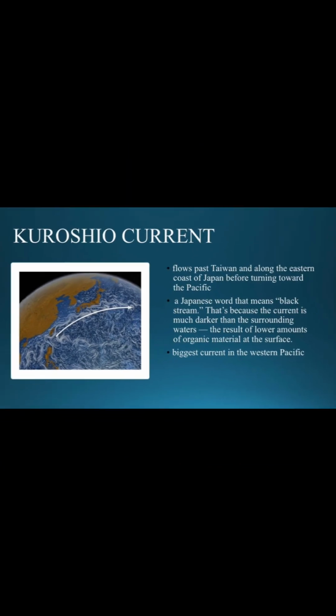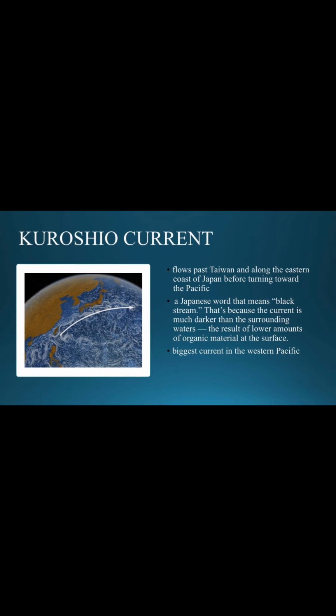We have the Kuroshio Current. It flows past Taiwan and along the eastern coast of Japan before turning toward the Pacific. Kuroshio is a Japanese word that means black stream. That's because the current is much darker than the surrounding waters, the result of lower amounts of organic materials at the surface. It is the biggest current in the Western Pacific.